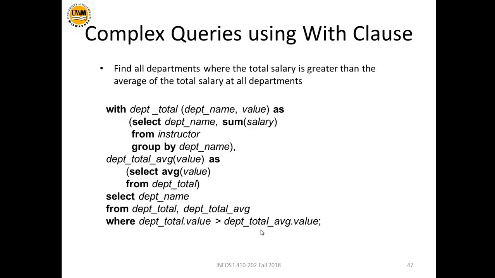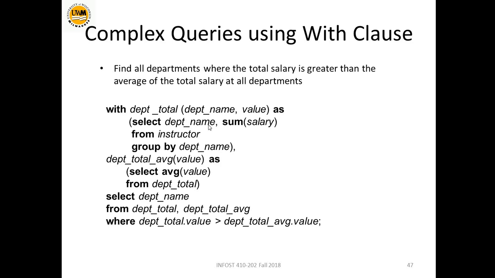Complex queries using the with clause. For example, if we want to find all the departments where the total salary is greater than the average of the total salary at all departments, we use the with clause to create what we call the department total relation that contains two columns, department name and value, as select department name and sum of salary. We will select the department name and the sum of salaries in that department from instructor, and we group it by department name. So we will have no duplicates. We will have one occurrence of each department name.